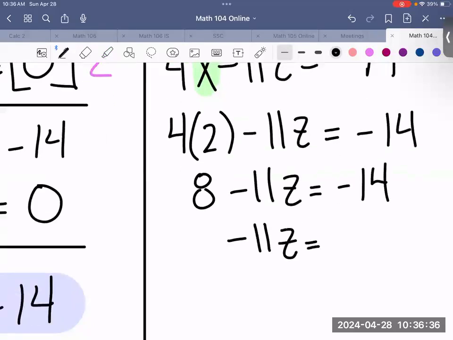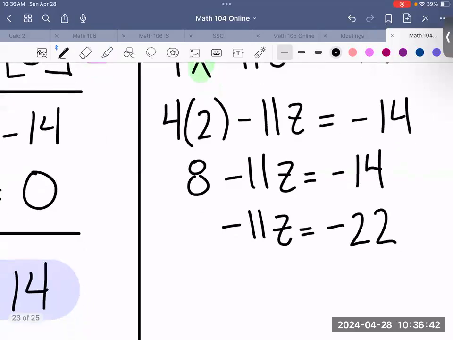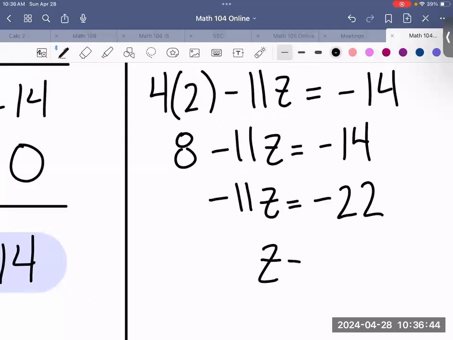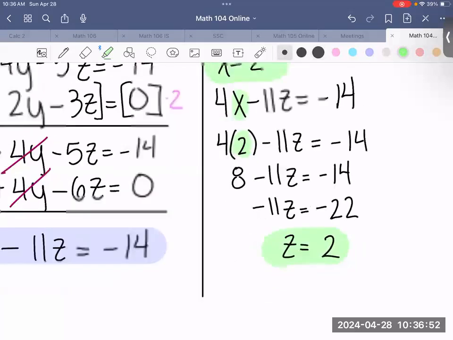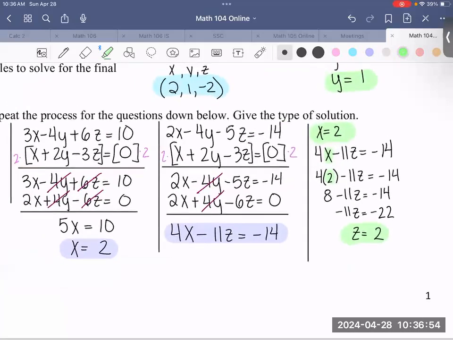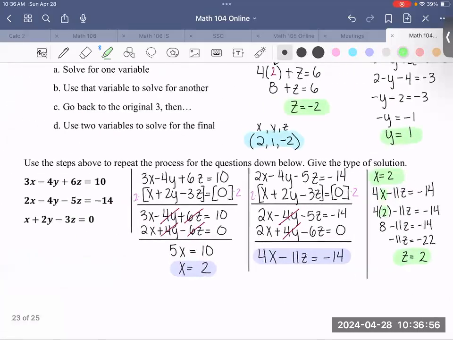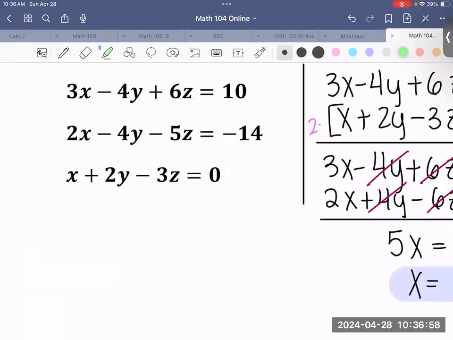We're going to subtract your 8 to the other side to get negative 22, where c is equal to a positive 2 this time. All right, so you have 2 of the 3 solutions. Let's go back and get the remaining. Figure out which equation looks best to you.